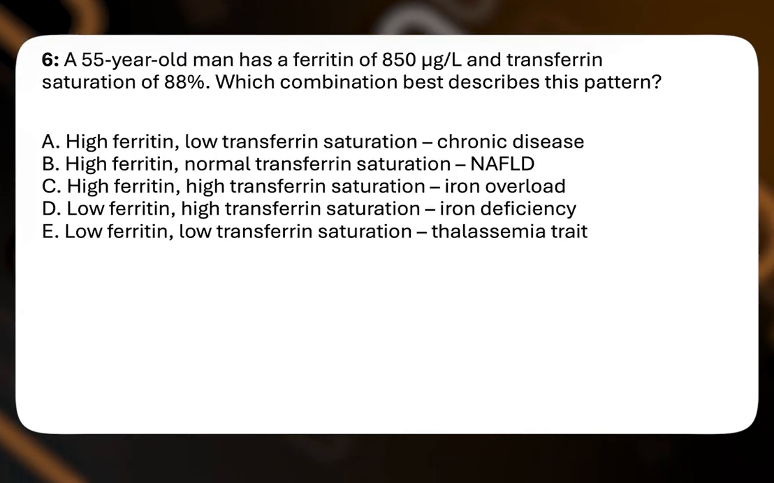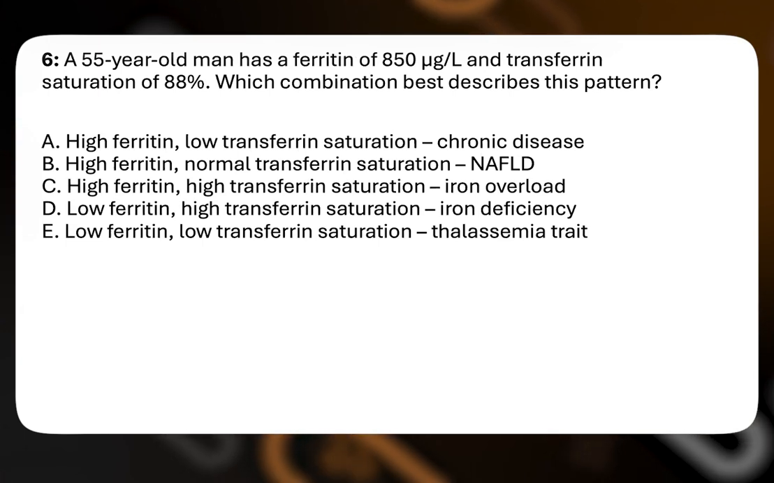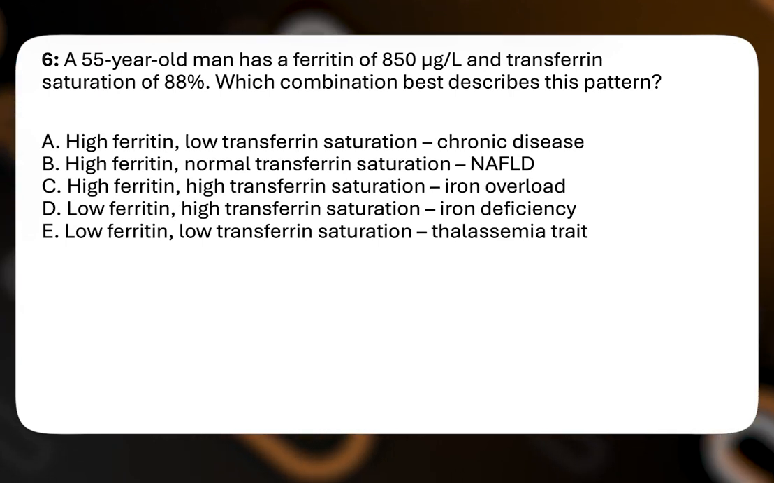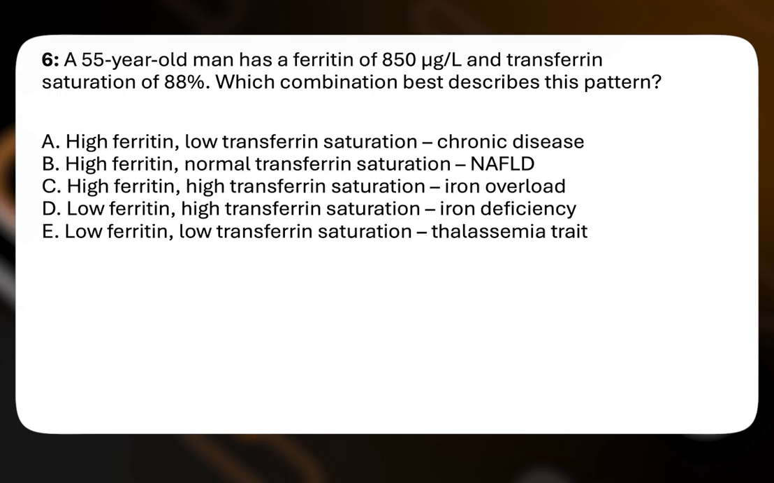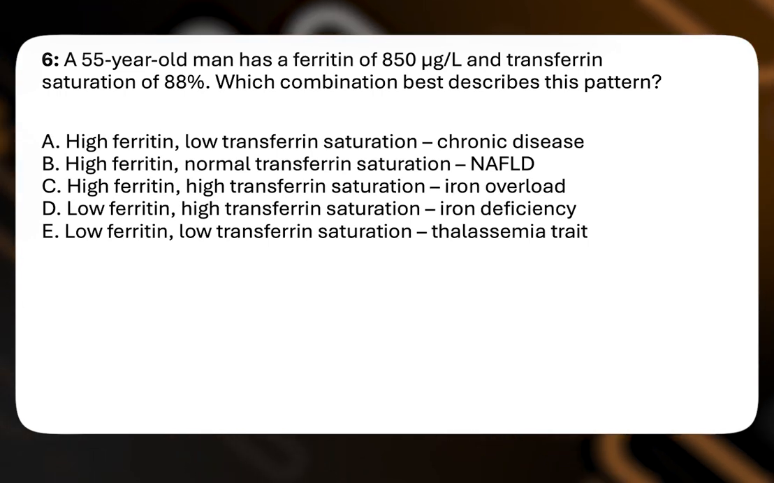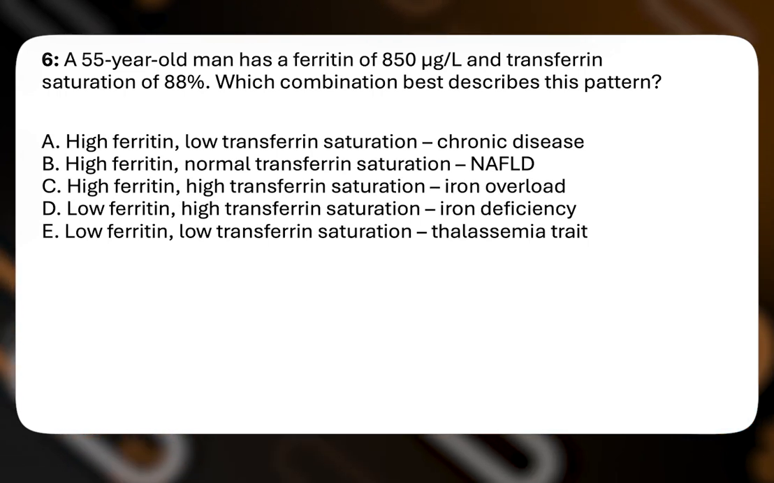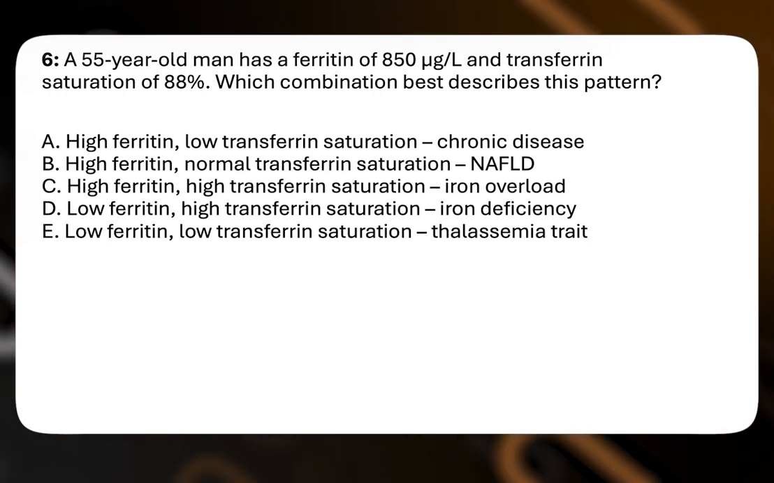One question left, I think. This was also very straightforward. Okay, we can discuss the other options. High ferritin, low transferrin saturation: is that true of chronic disease? No, chronic disease also will have high transferrin saturation, correct? High ferritin, high transferrin saturation. That's also wrong, so that's not correct.